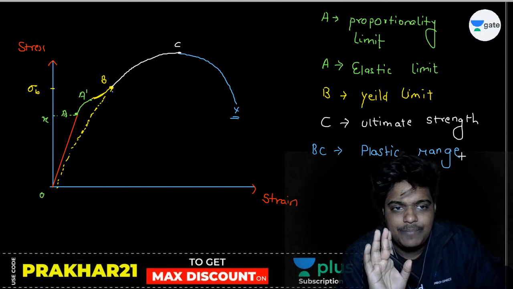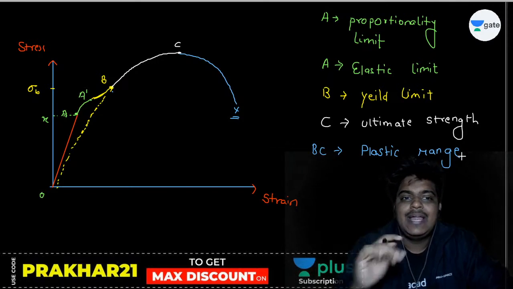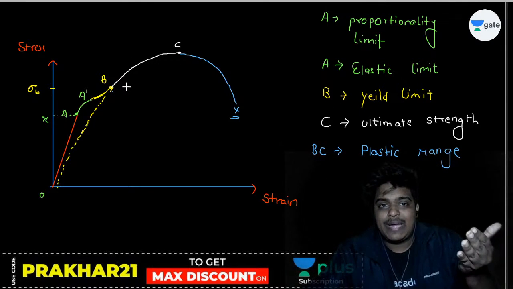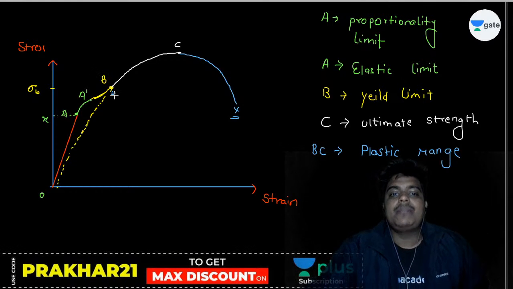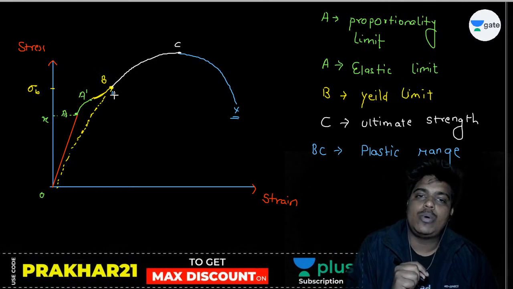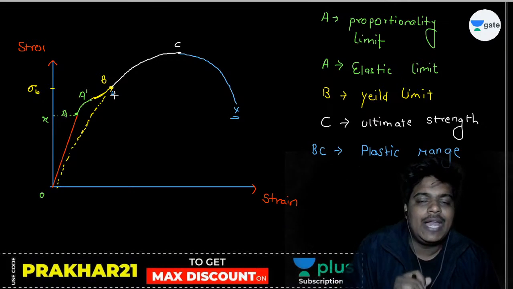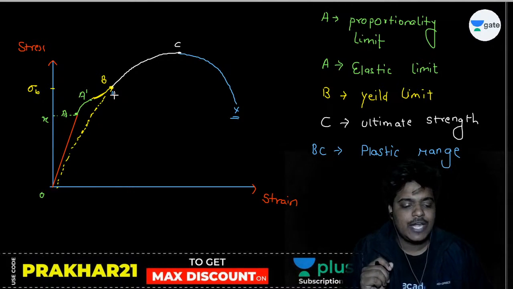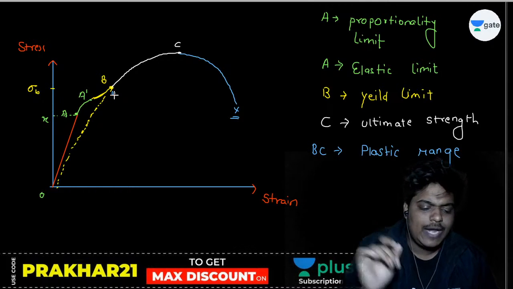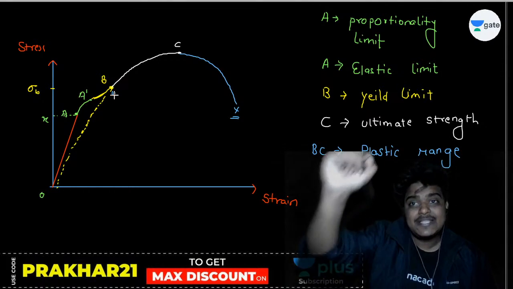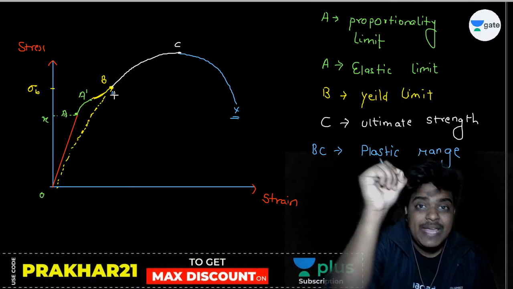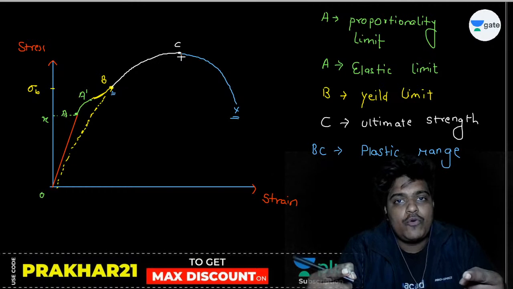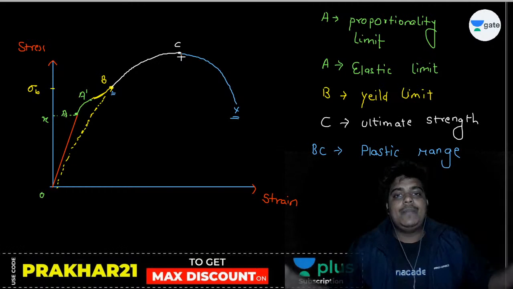Did you understand this? People don't understand what B is. Look, in metal forming, B is the minimum limit, or minimum stress, that you need to apply, because beyond B only will you enter into plastic deformation. Yes or no? So that is why B is the minimum limit. And C is the maximum limit, because if you apply more stress than C, it will break.